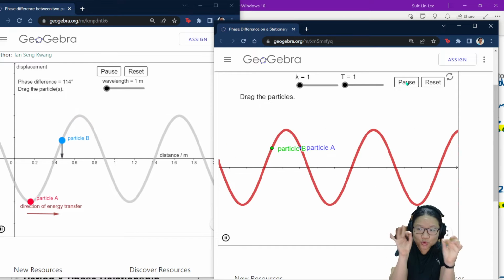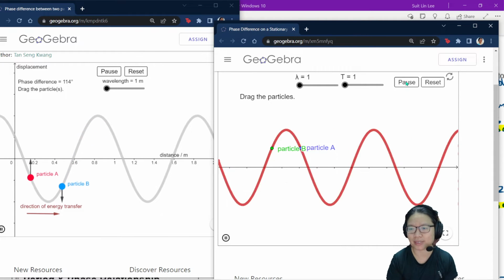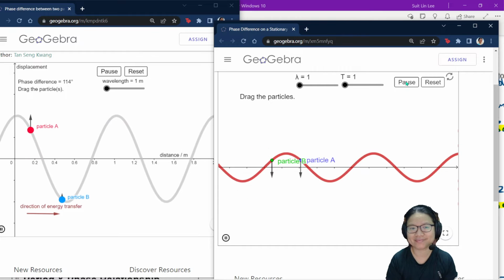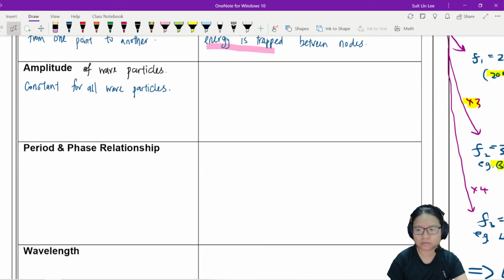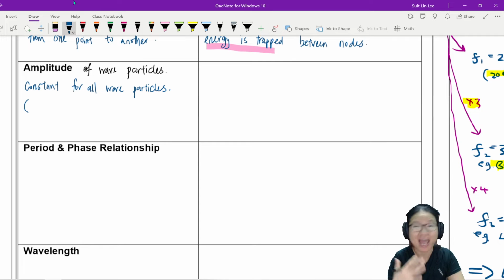Meaning within two nodes, there will be two particles with the same amplitude. Otherwise, everyone else is different. Let's write that down in the sentence. So the amplitude of wave particles for a progressive wave is constant for all wave particles, but you can add a note here: they reach maximum displacement, or reach amplitude, at different times.